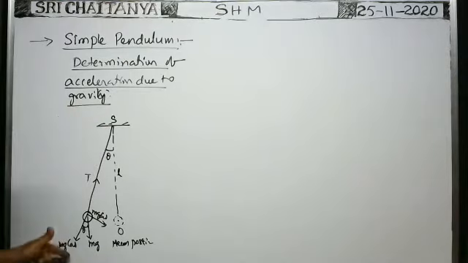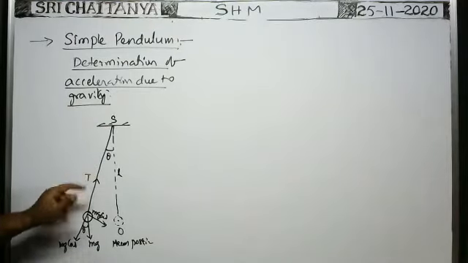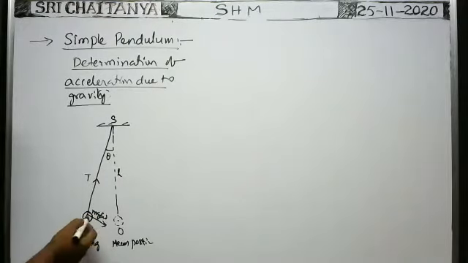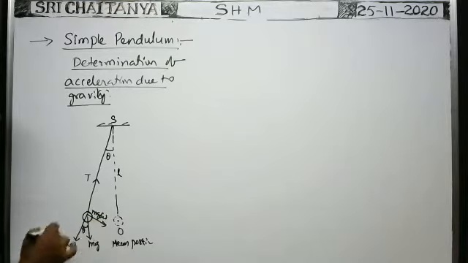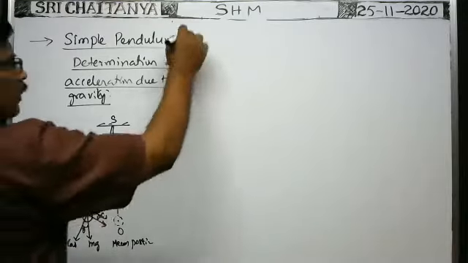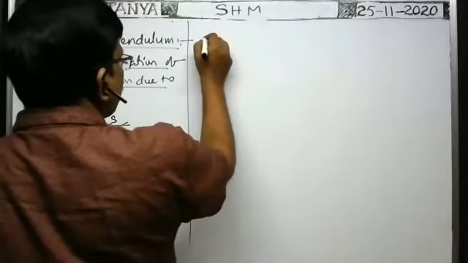That's why along the length of the string there is no resultant force, but mg sin theta acts on the bob in this direction. Whenever the displacement of the bob is very small, almost all of mg sin theta is towards the mean position. That's why this mg sin theta acts as the restoring force. Therefore, a restoring force acts on the bob.